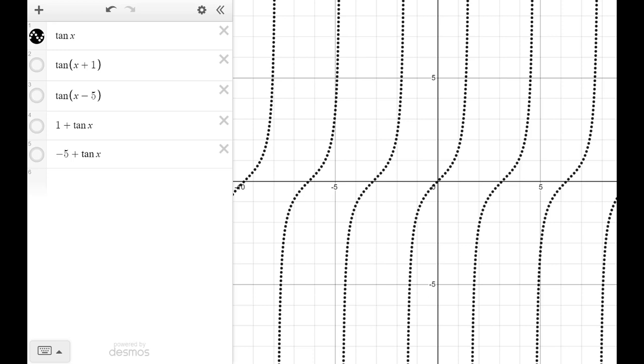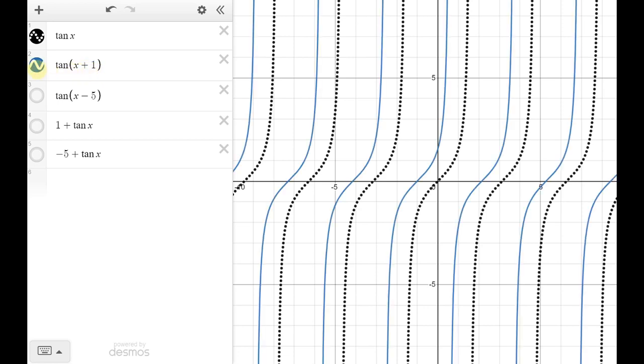So you guys know I love Desmos.com, so I figured I would use their website to help demonstrate this. The black dotted line here is the graph of tangent. I want to show you how horizontal and vertical translations look, very similar to how I was talking with sine and cosine. So if I have tangent of x plus 1, let's see what happens. That's the blue function, and it's moving the tangent function left 1.